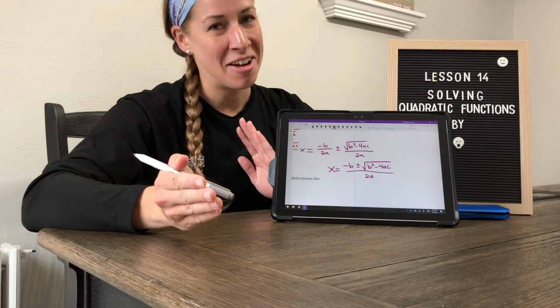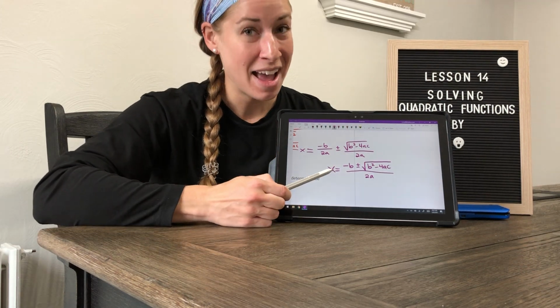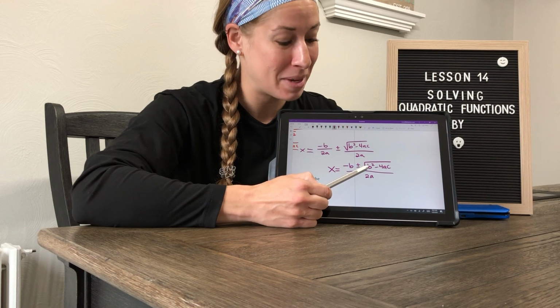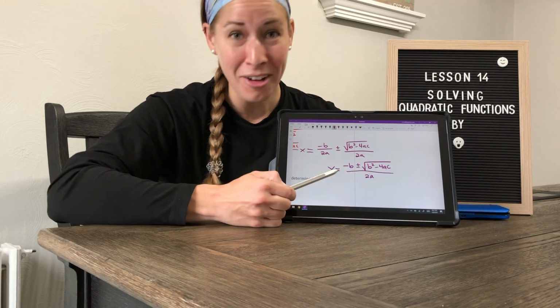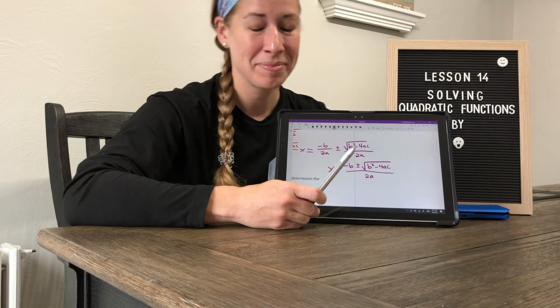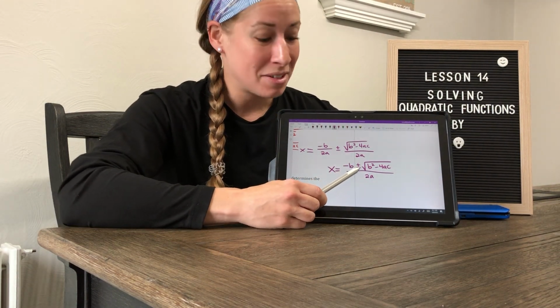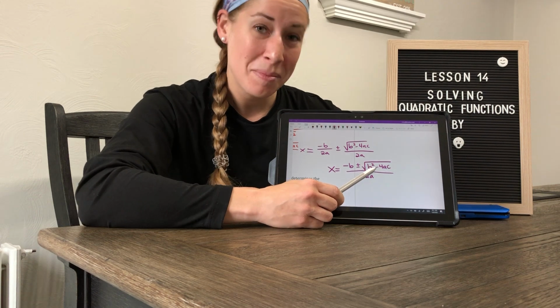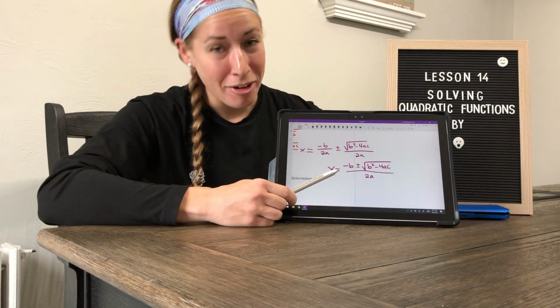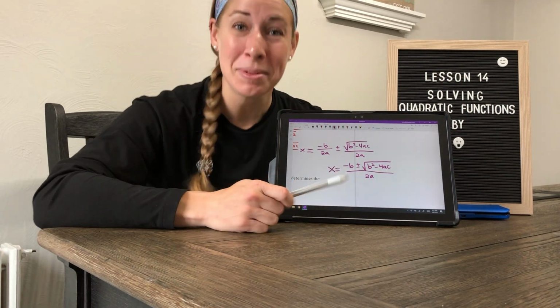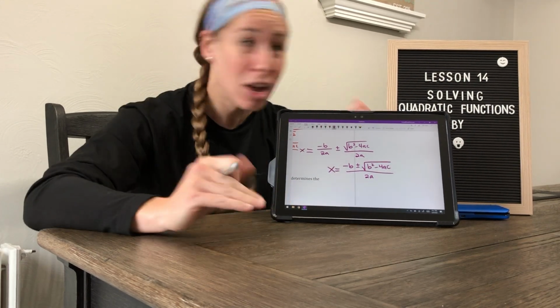Let's do it all together now, class. Okay, ready? x equals opposite b plus or minus square root b squared minus 4ac all over 2a. One more time, and just one more time, x equals opposite b plus or minus square root b squared minus 4ac all over 2a.